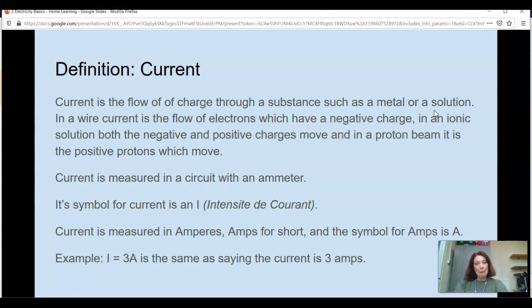We often say amps for short, and the symbol for amps is A. So if we're thinking about our literacy and how we would be talking about current, an example is if you wrote down I equals 3A, such as I've done on this slide, that is exactly the same as saying the current is 3 amps. So the I means current, the 3 is obviously 3, and then the capital A is amps.